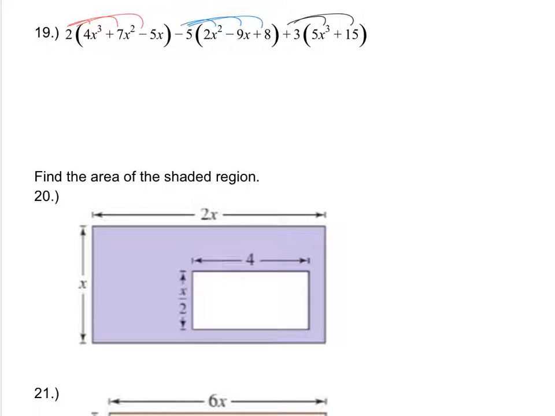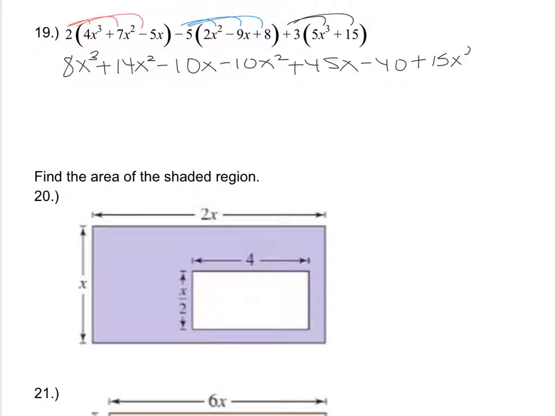So 2 times 4x to the third is 8x to the third. 2 times 7x squared is 14x squared. And 2 times negative 5x is a negative 10x. Negative 5 times 2x squared is a negative 10x squared. Negative 5 times negative 9x is a positive 45x. And a negative 5 times positive 8 is a negative 40. And then finally, 3 times 5x to the third is 15x to the third. And then 3 times 15 is 45.